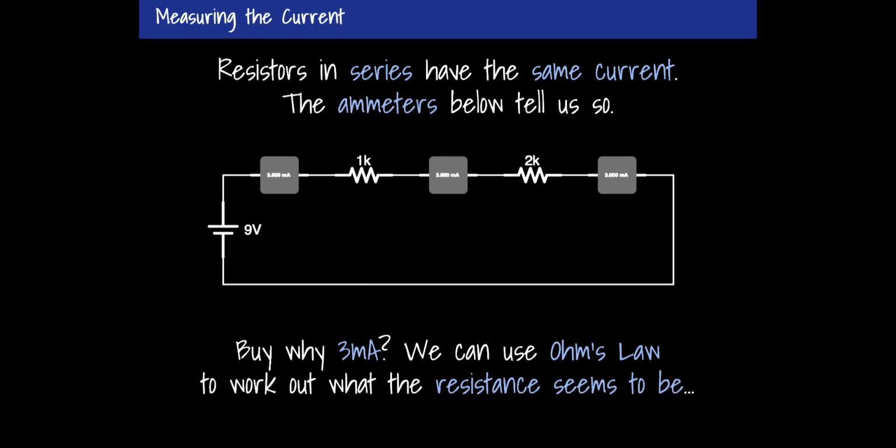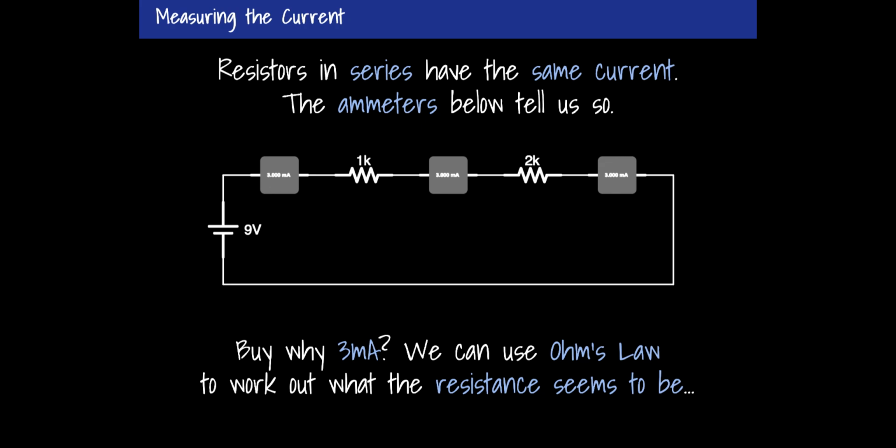Do not make the mistake of thinking that the current is large and goes through the 1K, and then the current is less, goes through the 2K, and then the current is less. That would be a mistake in your thinking. The current is 3 milliamps everywhere. But why is it 3 milliamps?